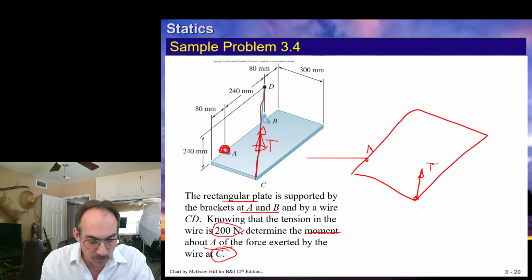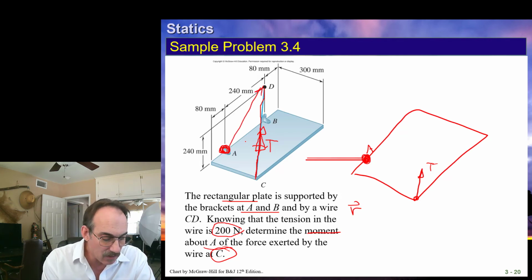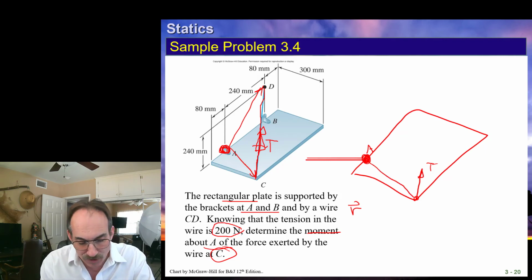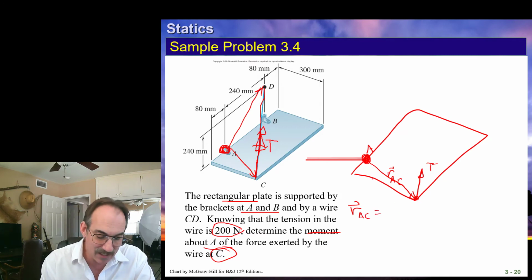We need the moment about here, so we're going to get the position vector R from the point we want the moment about to any point along the line of action of the force. That means we can use either this line or this line. I'm going to choose this lower line; I think it's a better choice. This is our R. We could say it's R from A to C, which means we take point C minus point A.